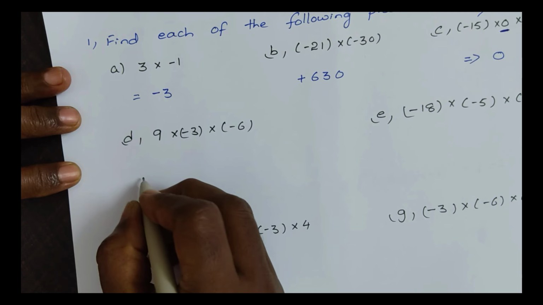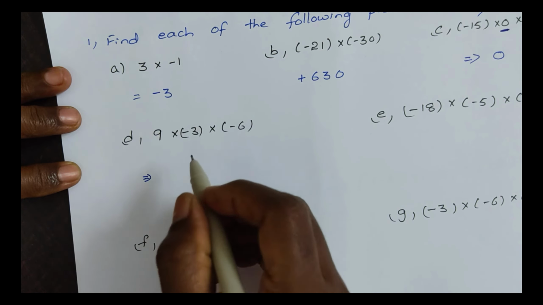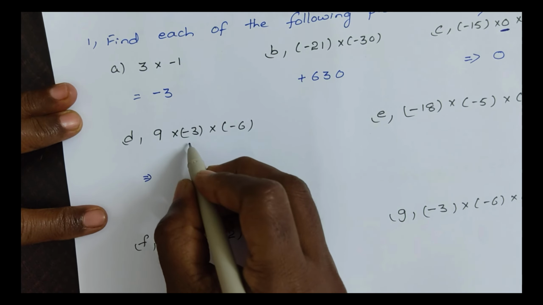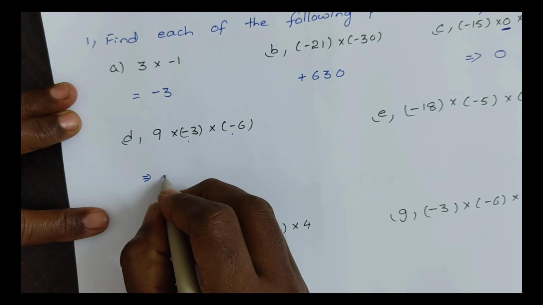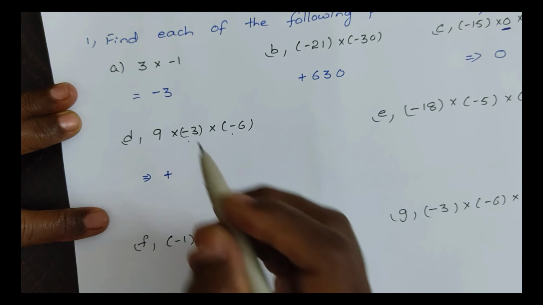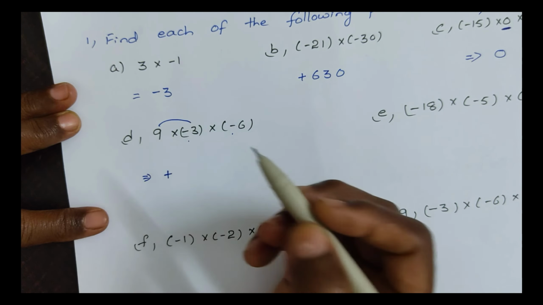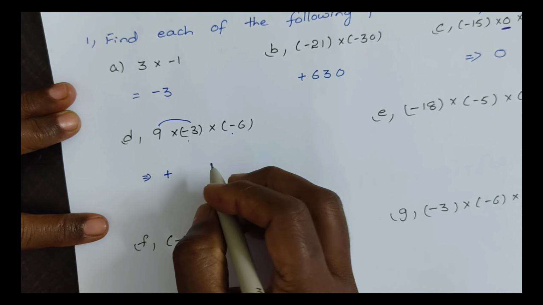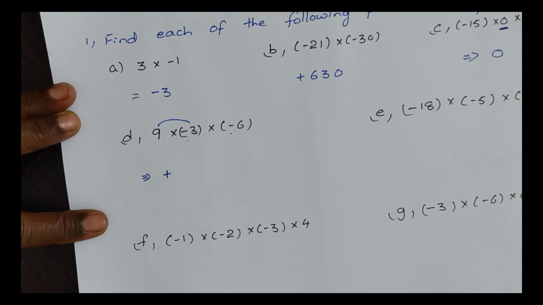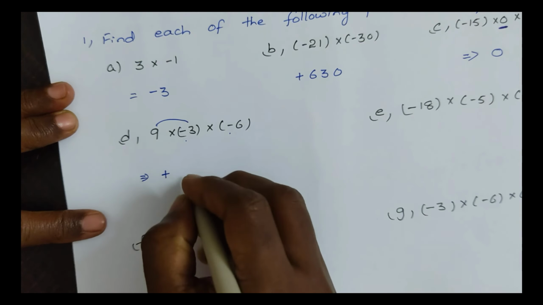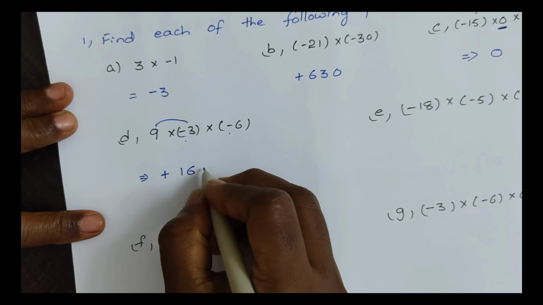Now coming to the next question. Now let us count how many negatives are there. So here 1, 2. 2 negatives. So the product will always be positive. Now 9 into 3. 9 3s are 27. 27 into 6. What is that? Find out. 27 into 6. 162.